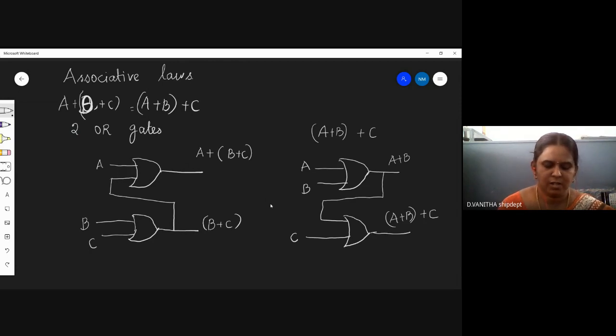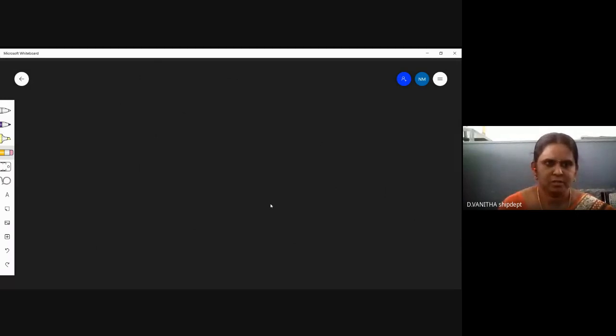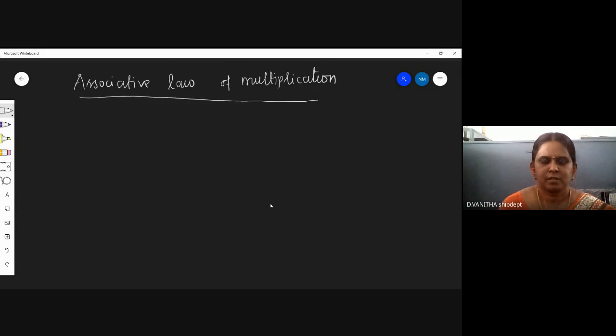So this is one of the laws, the associative law in addition. Next we are going to see the associative law in terms of multiplication. The associative law of multiplication: first of all, we have to write that A into BC equals AB into C.